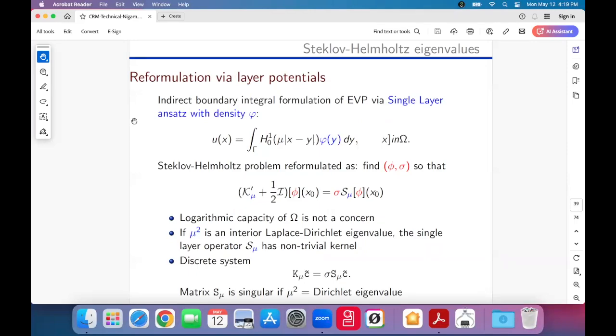For these problems, logarithmic capacity is not a concern. What is a concern is if the parameter mu is an exceptional value, or if mu squared is an interior Dirichlet eigenvalue. The discrete system that I get is a matrix eigenvalue system. Mu is known, so I don't have to do anything fancy, but the matrix on the left could be 0 or singular. That's not so bad. The matrix on the right could be singular, right? So whenever you hit a Dirichlet eigenvalue, the matrix on the right is singular.